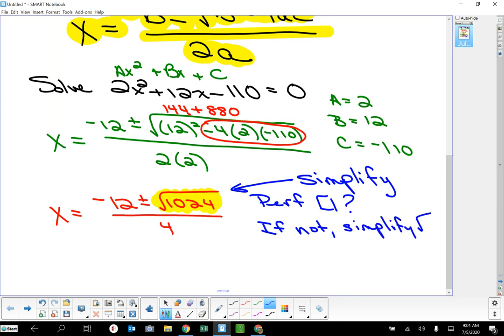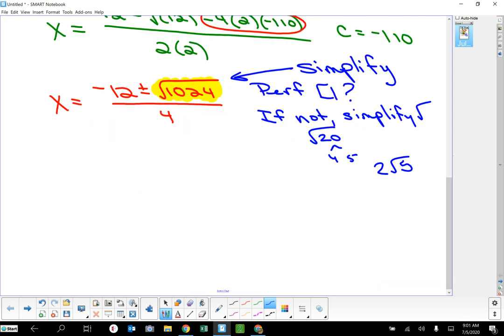Meaning, if you have something like, I'll just throw a rad 20 in there, you're going to make this a 4 and a 5, which is going to be a 2 rad 5, right? So that's the idea of what I'm talking about. This one is a perfect square. If you put the root of 1024 in your calculator, you're going to get a 32. So you have negative 12 plus or minus 32 over 4.